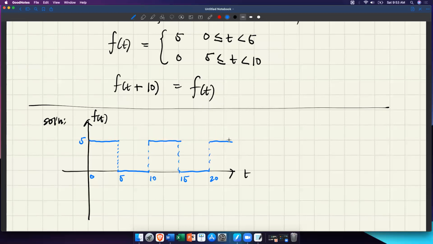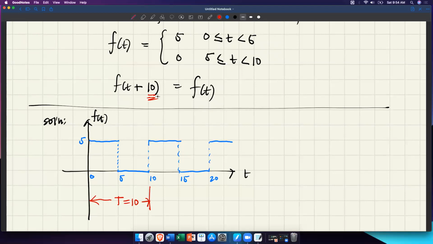As you can see there, now the amplitude is 5. Between 0 and 5 the value is 5, and then between 5 and 10, the value is 0. Now we need to define our period. So by inspection, we can say that the period is equal to 10. We can also see that period in the function itself. Given the period is equal to 10.